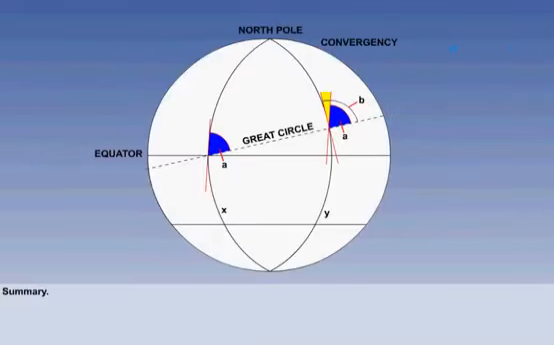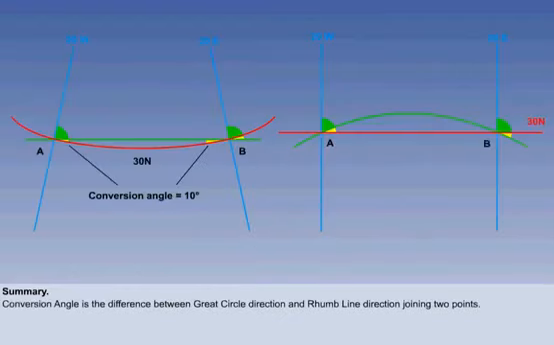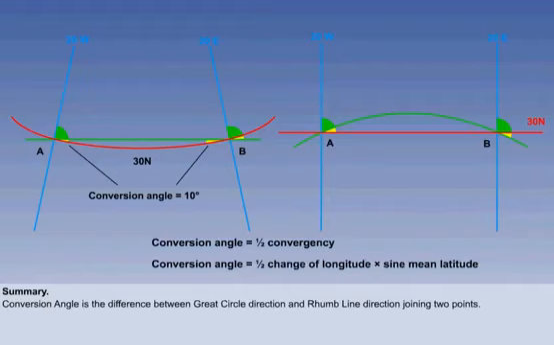Let's summarise what we've covered in this session. Convergency is the change in the Great Circle track. It does not involve the rhumb line. Conversion angle is the difference between Great Circle direction and rhumb line direction joining 2 points. Conversion angle is half convergency. Conversion angle is half the change of longitude times the sine of the mean latitude.